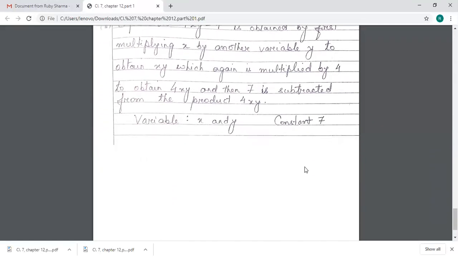So I hope you have understood what algebraic expressions are. Please write the whole thing in your maths copy. Write algebraic expression chapter 12 and write all this and see if you have understood.